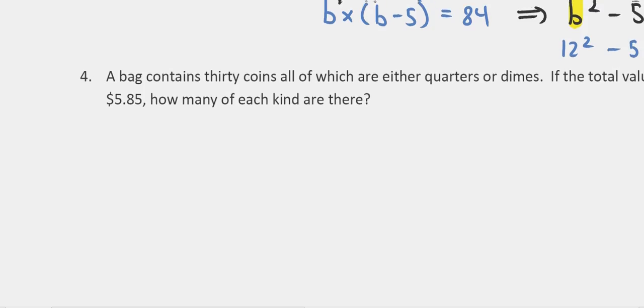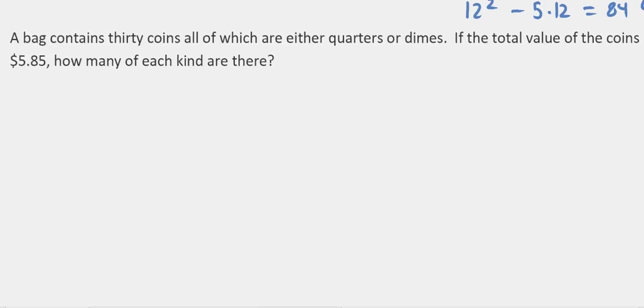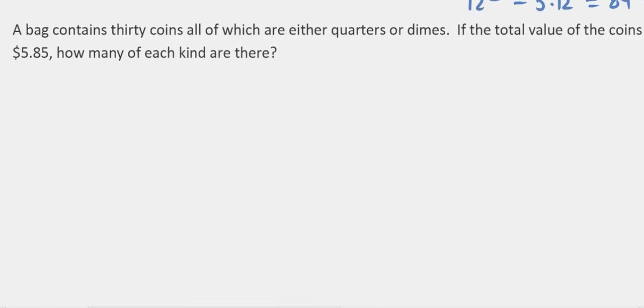Okay, finally this last word problem here. A bag contains 30 coins, all of which are either quarters or dimes. The total value of the coins is $5.85. How many of each kind are there? Okay, so step number 1: a bag contains 30 coins, and they're either quarters or dimes. So let quarters be Q and let dimes be D.